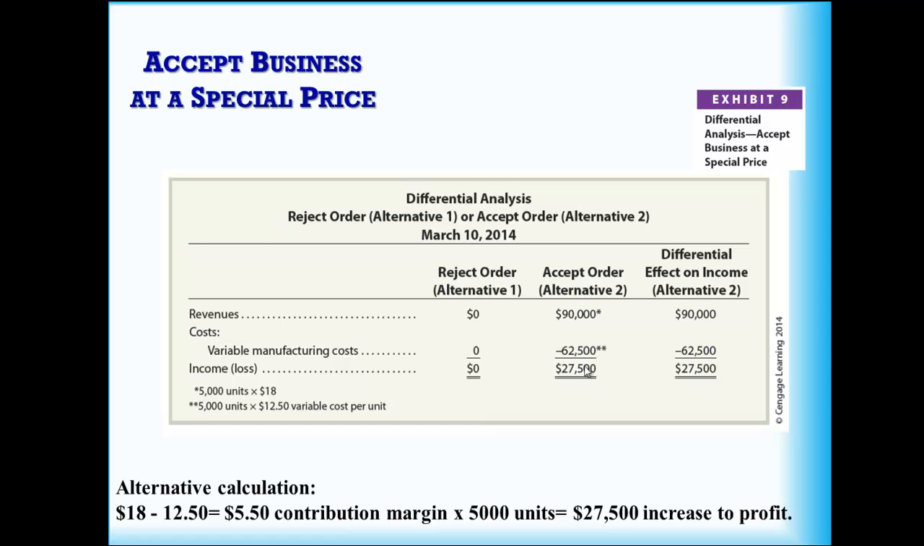But we know that they are not, right? So the variable cost we are concerned with, but not the fixed ones. So in this case, at first glance, we would have rejected it, but once we've split the cost between being variable and fixed, we see that actually we'd be $27,500 better off to accept this offer.